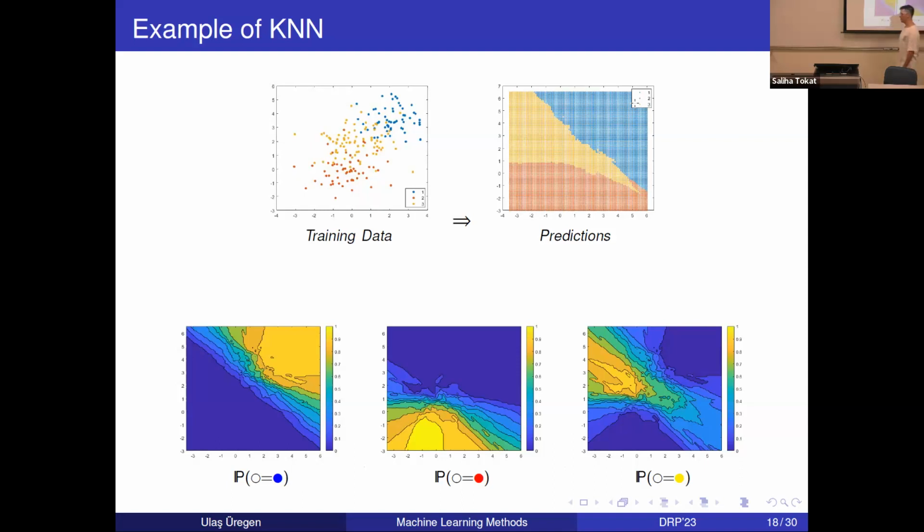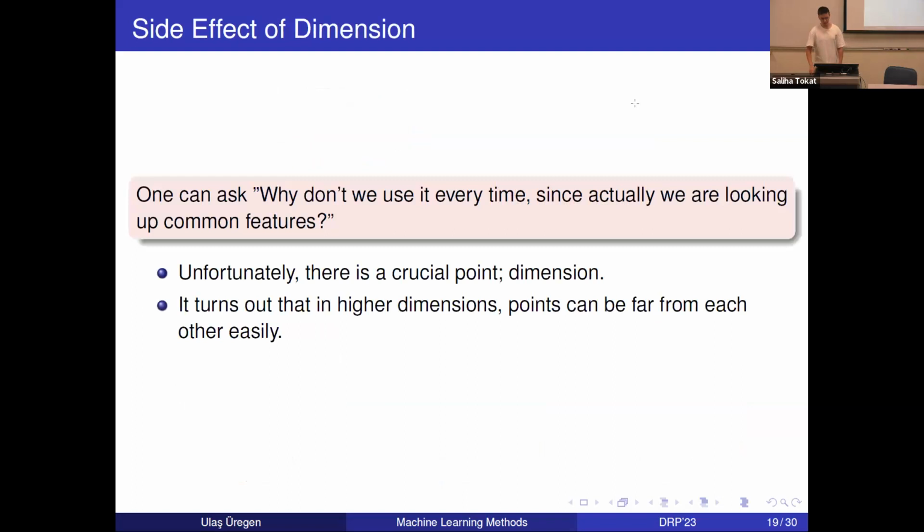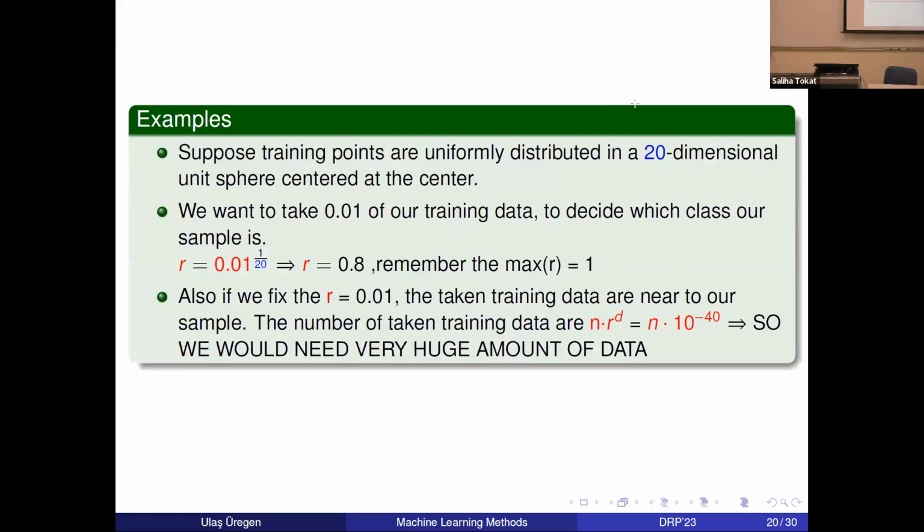So one can ask now, why don't we use it every time, since we are looking at the common features? Unfortunately, there is a crucial issue, which is the dimension. In higher dimensions, points can very easily be far from each other. For example, suppose we have a training sample living in a 20-dimensional space, with the data points distributed uniformly in the unit sphere in 20 dimensions.